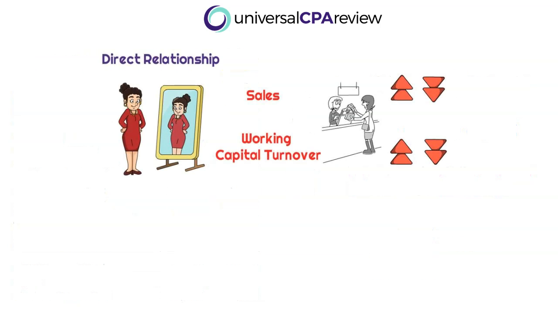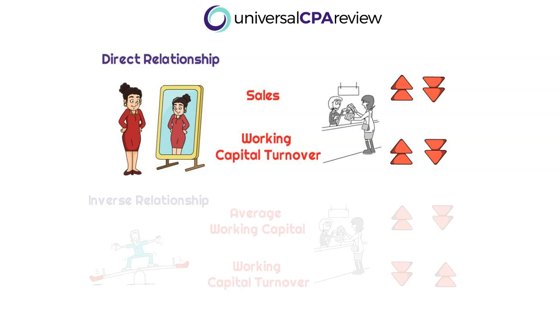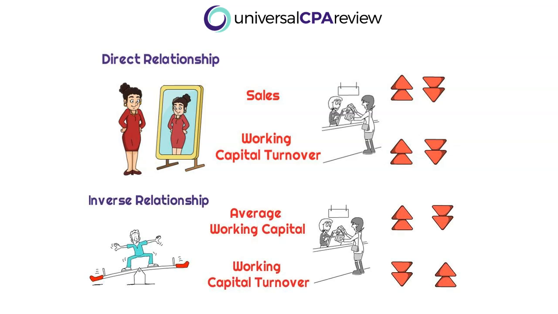So if we think about the relationship, well, as sales increase, so will the working capital turnover ratio. So there's a direct relationship there. The inverse relationship is average working capital. As that increases, the working capital turnover ratio will decrease, right? So if we want to increase our efficiency for using working capital, we either need to increase sales or decrease that working capital balance on an average basis, right? So overall, working capital, very, very important for the exam.